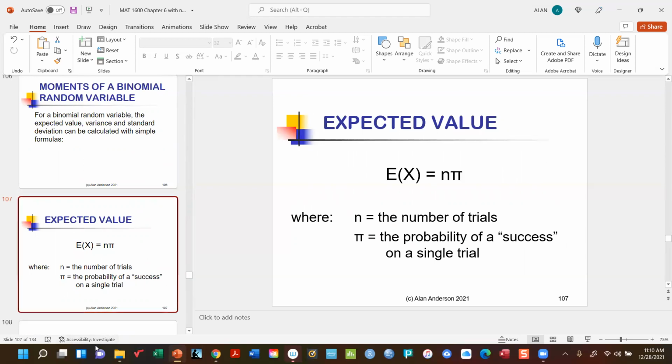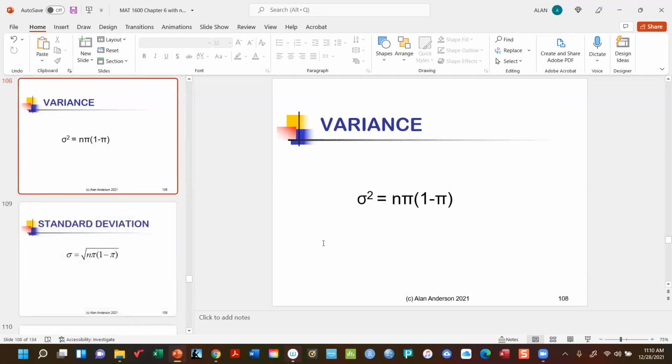All right, so what about the variance? Surely the variance has a complicated formula. No, it doesn't. And by the way, don't forget, n is the number of trials and pi is the probability of success on a single trial. Here's the variance. Look, it's almost the same, except we've multiplied at the end by 1 minus pi.